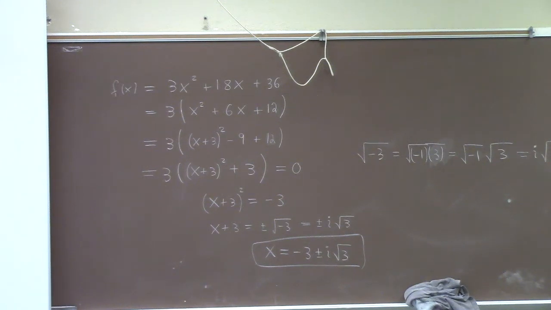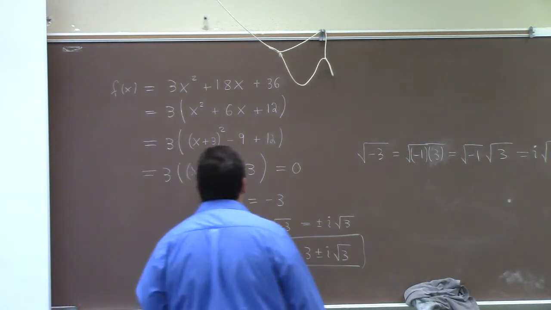I have a question on that one too. Say, like, which one? Just in general, the one we just did. If that 3 had been a 9, would you have made it negative 3 plus or minus 3i? If you had the square root of 9, hypothetically.